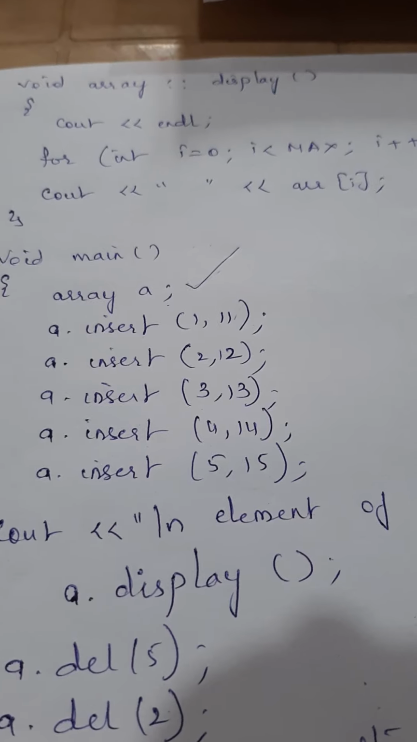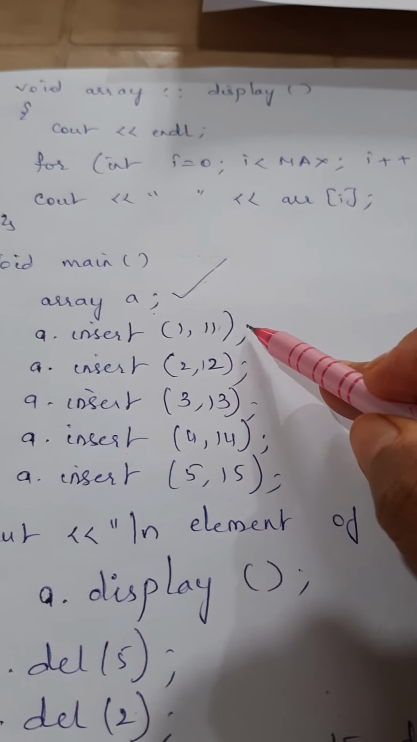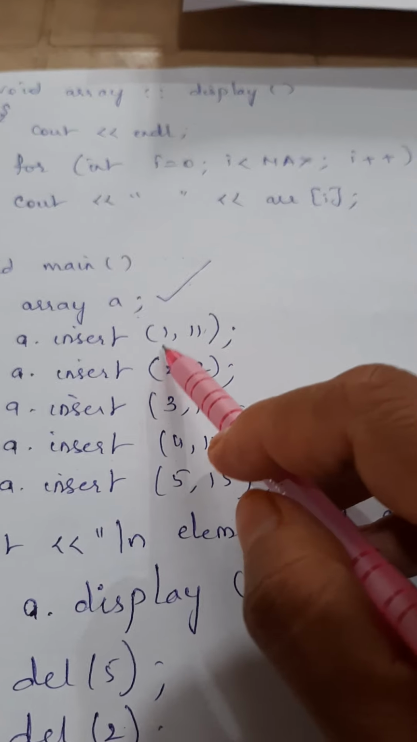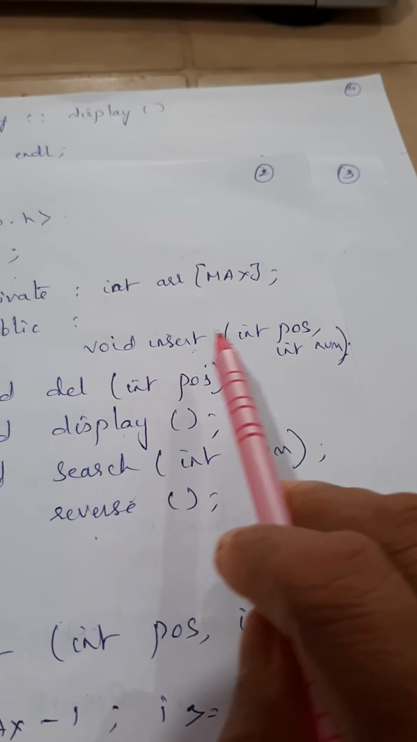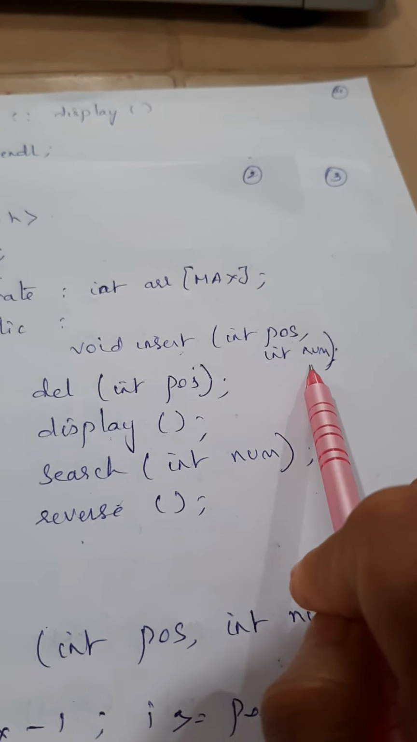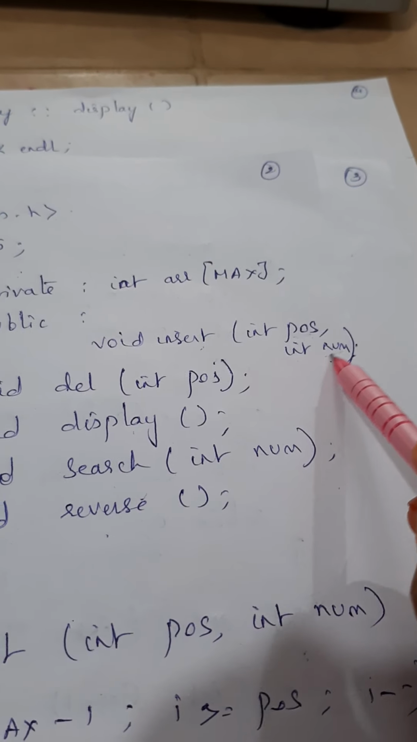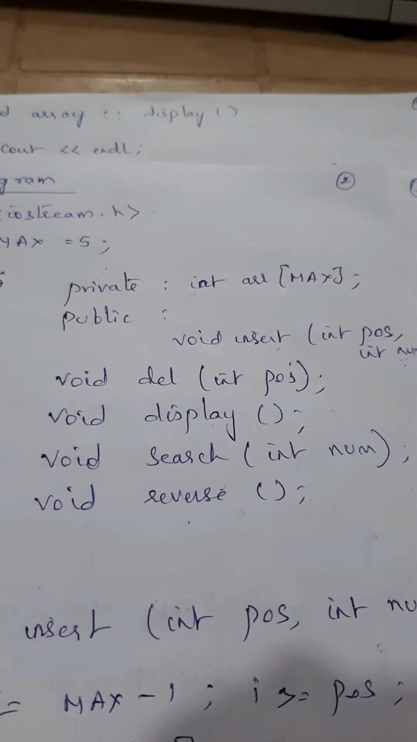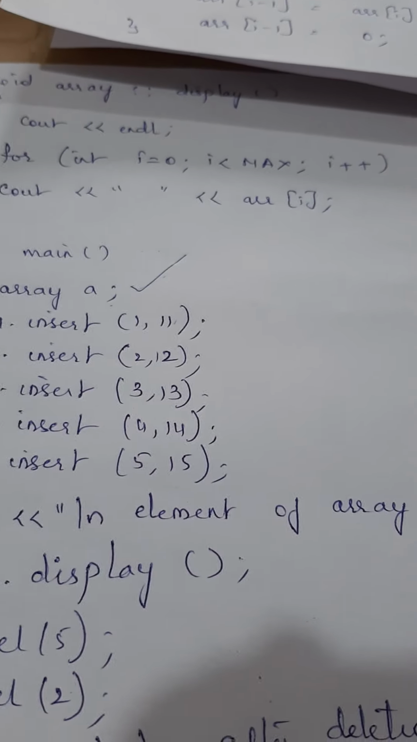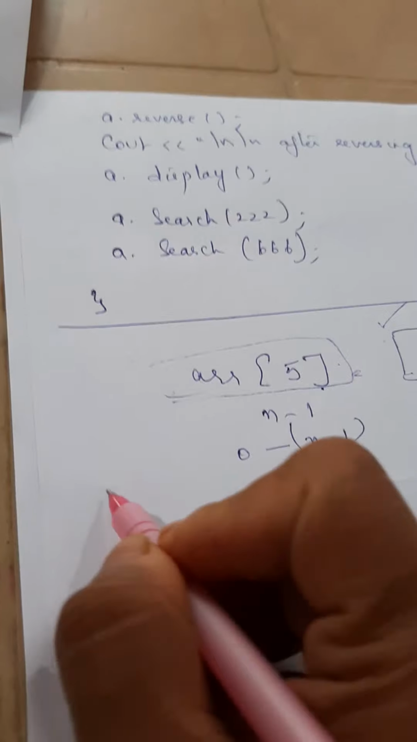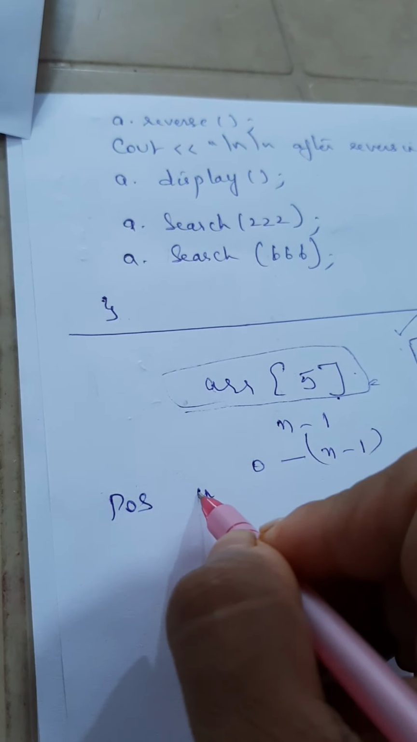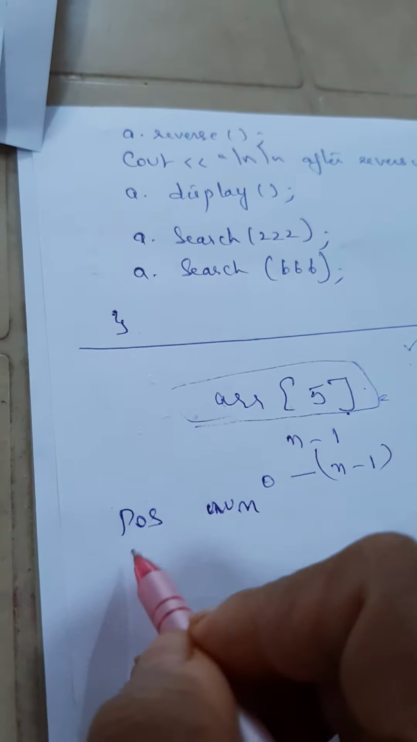After that, what we are doing, a dot insert. So here we are trying to insert an element 11 at position 1. Now when you see the function prototype here, you have void insert int position comma int number. Here the first one is the position and the second one is the number. I want to insert a particular number at the given position only. So I am taking the first position, then I am placing 11 inside that position. So position is 1 and number is 11. So we have called the insert function.